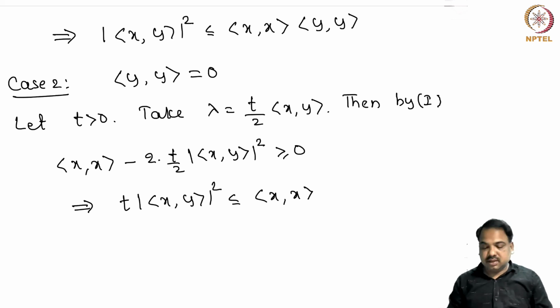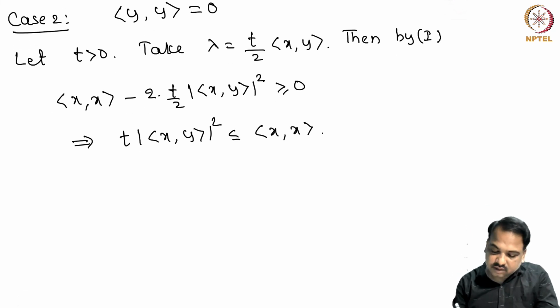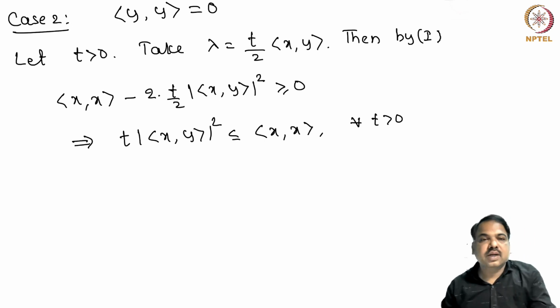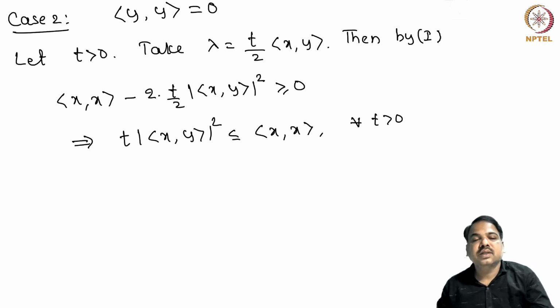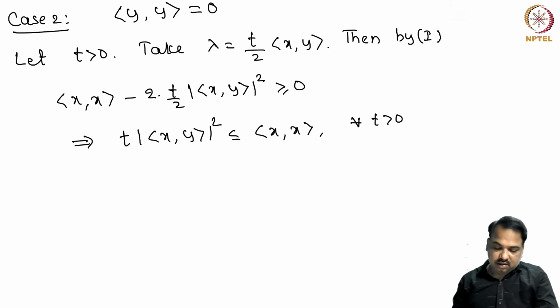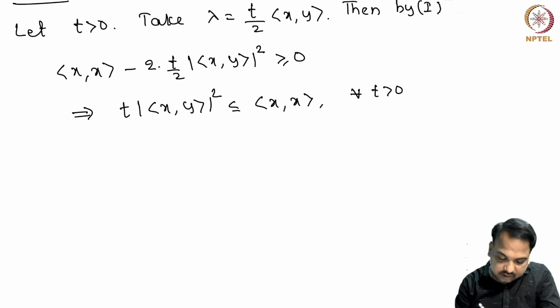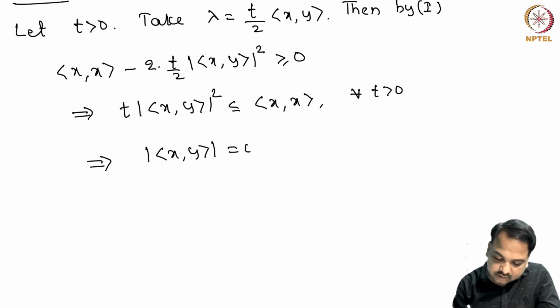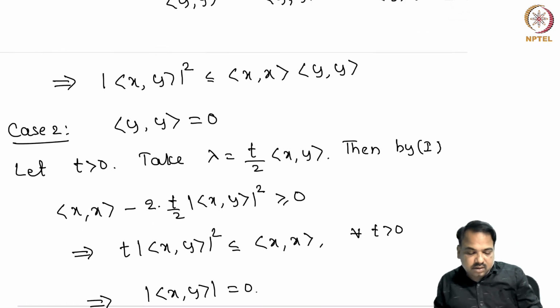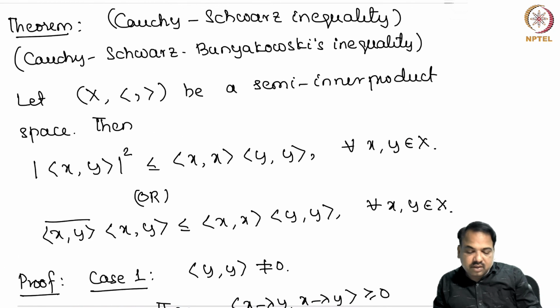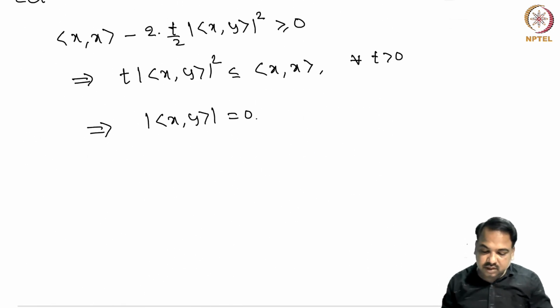If semi-inner product of x with x itself is 0, then the left hand side anyway has to be 0. But if that is non-zero, and this is true for every t bigger than 0, on the right hand side it's a fixed quantity, whereas the left hand side varies with t. Now for larger t also this is valid, hence we can say that this happens only when mod semi-inner product of x with y is 0. This is what we want, because if the semi-inner product of y with y is 0, the right hand side of this Cauchy-Schwarz inequality becomes 0, and we have shown that the left hand side is also 0. This proves the Cauchy-Schwarz inequality.